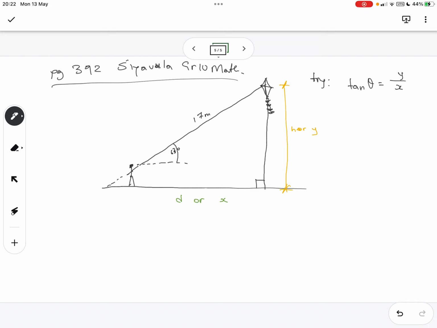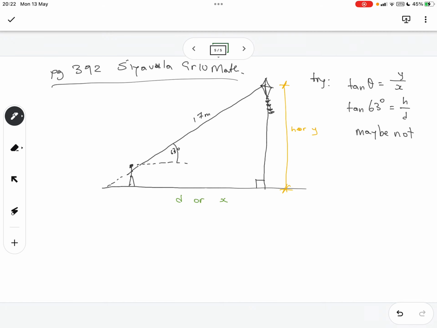So we're going to try tan theta. Now let's substitute all the information that we know. In the next step, we're going to have tan of 63. Okay, do we know our height? No. Do we know the distance x? No. We don't. Will it be easy to solve for the height? No. So maybe not.